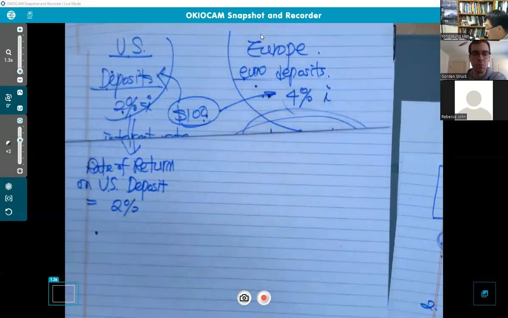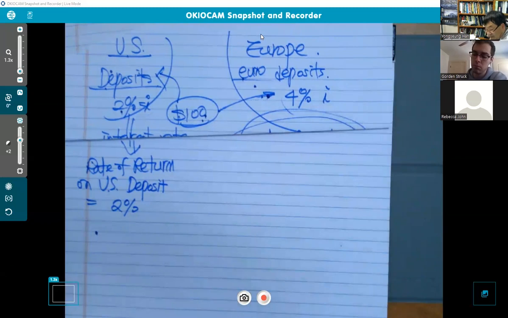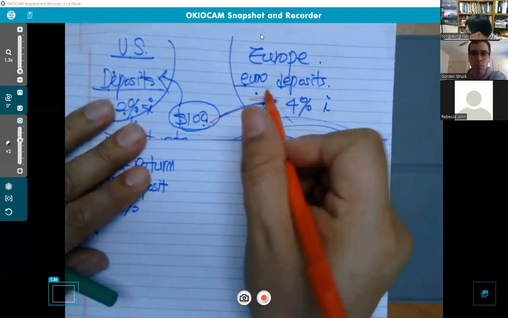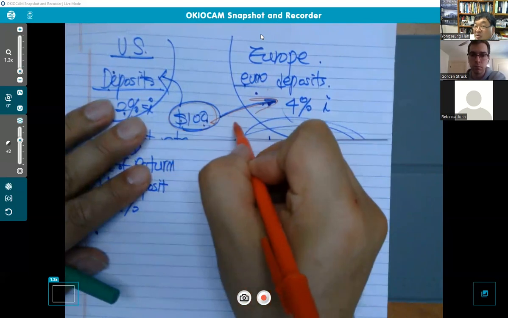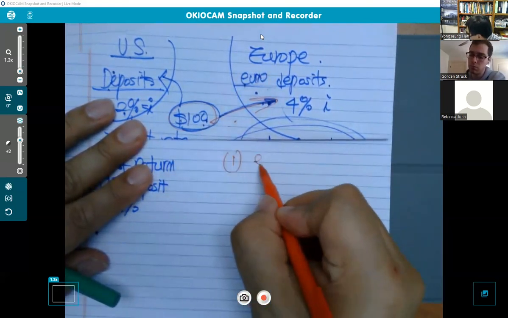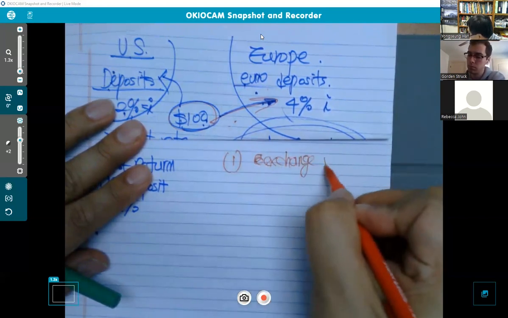complicated. Why? Because first, in order to deposit to European countries, you need to change $100 to euros. So you need to change it first. First, you need to change. So first, you need the exchange rate. Right, today.